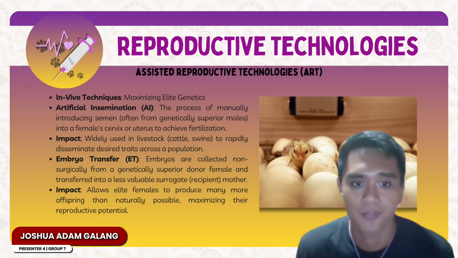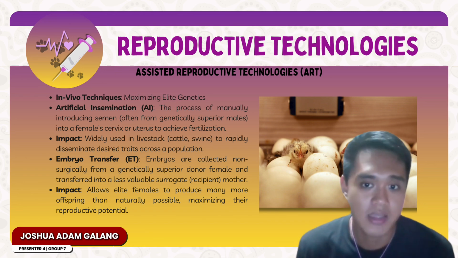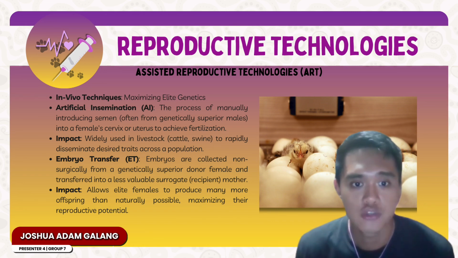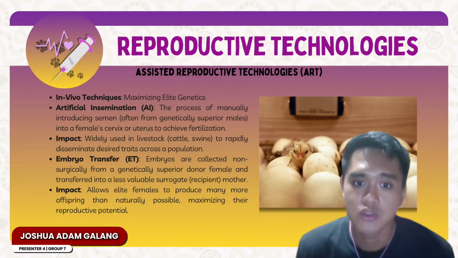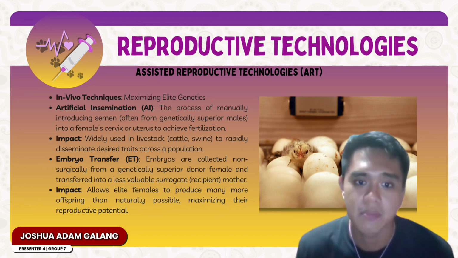The embryos are collected non-surgically from a genetically superior donor female and transferred into a less valuable surrogate. This allows elite females to produce many more offspring than naturally possible, maximizing their reproductive potential.